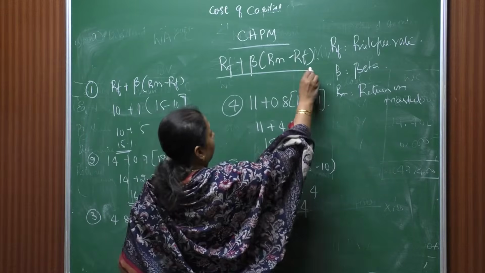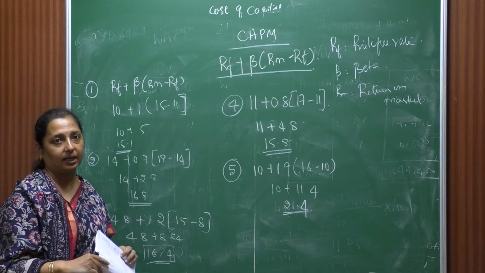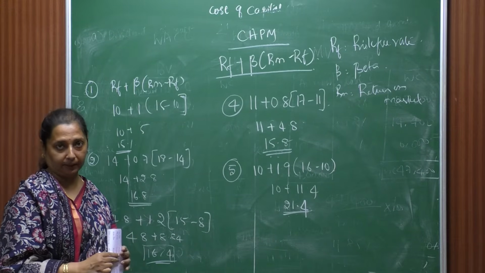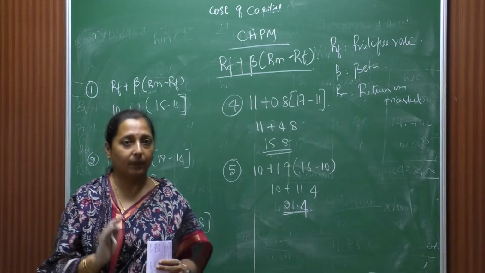So this is the formula that we use to calculate CAPM, and it is also considered as the cost of equity, that is, the calculation of a return under the CAPM method. So this is a brief description with regard to the capital asset pricing model.